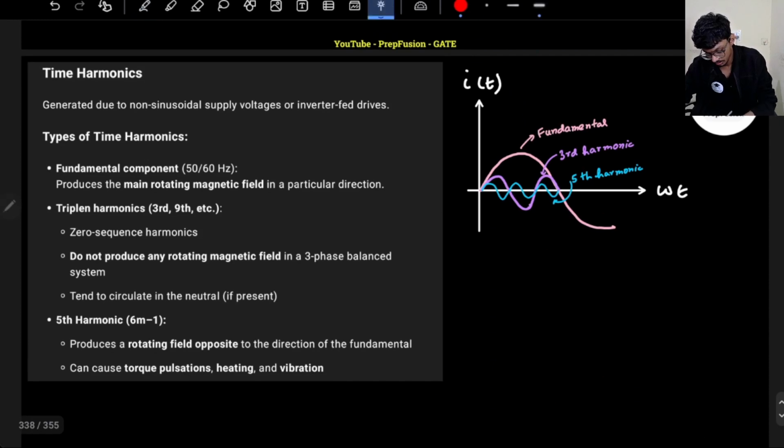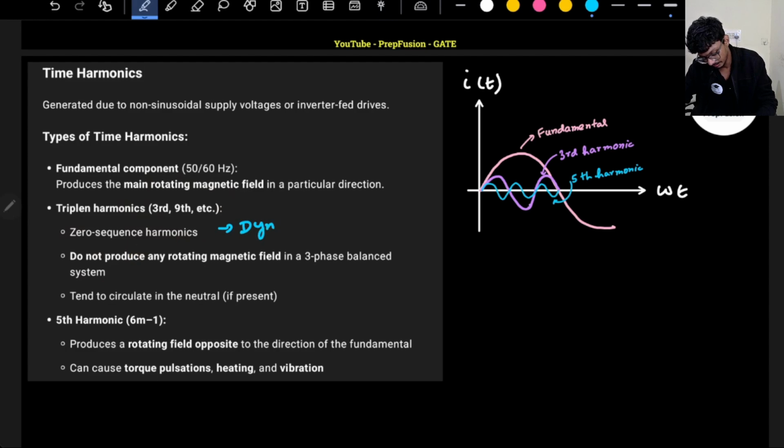Okay, so the fundamental component will produce a main rotating magnetic field like this. But the triple-n harmonics like the third harmonic, ninth harmonic, 12th harmonic, all these will provide a zero sequence current, so they will not produce any rotating magnetic field. It is just like dynamic braking, right? So the third harmonic is actually telling it to brake dynamically, stop. So what we can do with the star, if I connect a neutral, there is a possibility that the third harmonic can flow through the neutral. Okay, that possibility is there.